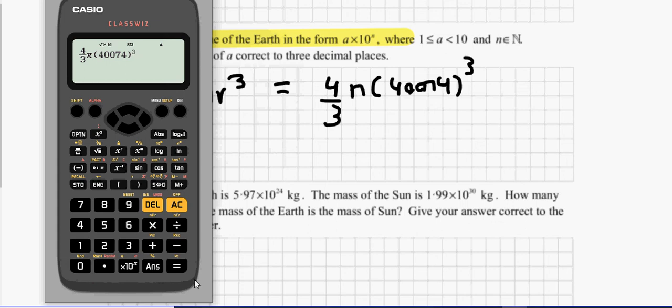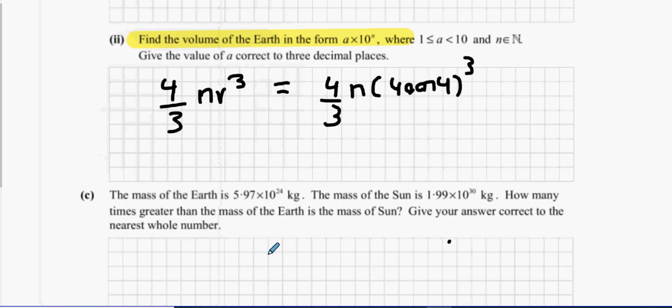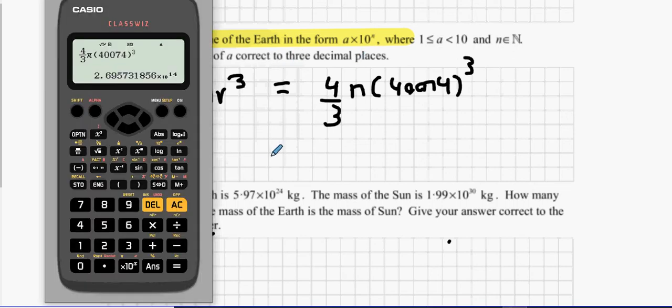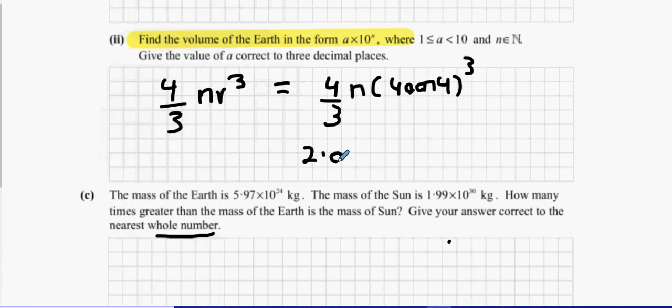Alright, what do we get? Anyway, get that number 2.6957 by 10 to the power of 14. Alright, how many of you want to the nearest whole number? Oh, sorry. 3 decimal places. 2.696. Why is it 696? Yeah. 10 to the 14 meters. Oh, sorry, kilometers cubed.